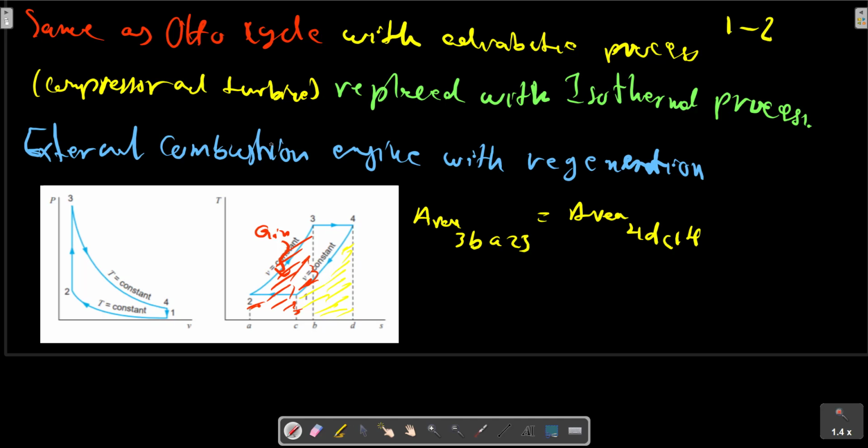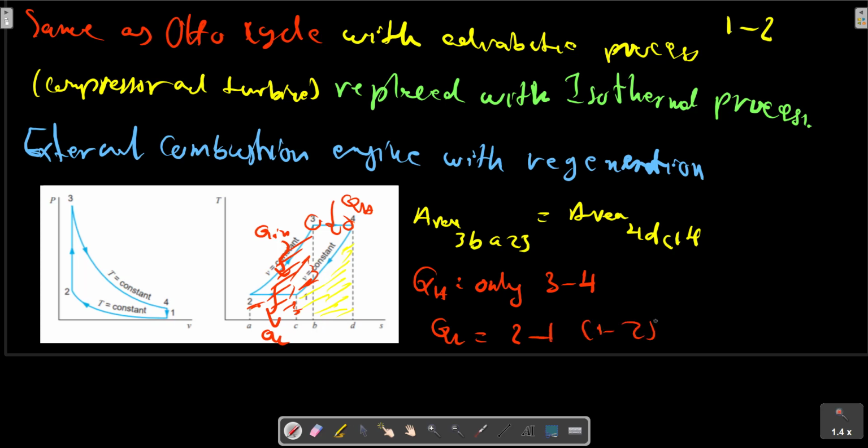Thus, in the ideal cycle, all external heat supply QH takes place in the isothermal expansion process, and all external heat rejected QL takes place in the isothermal compression 1 to 2. So QH is the only heat during the 3-4 process, QH and QL. These are heat supplied and rejected isothermally.